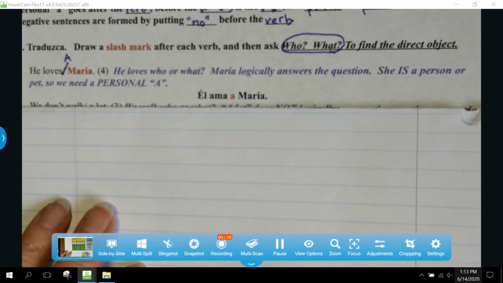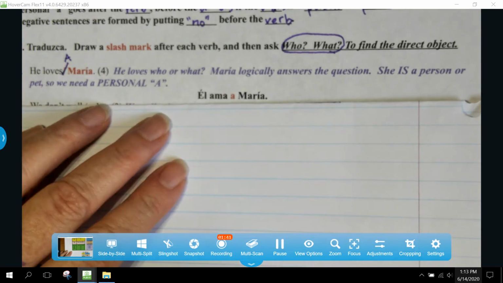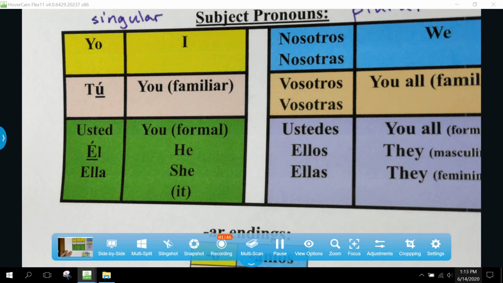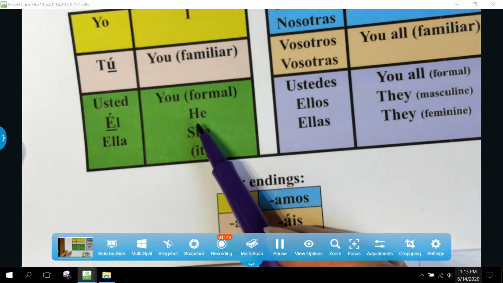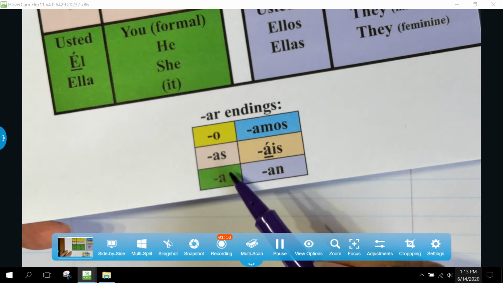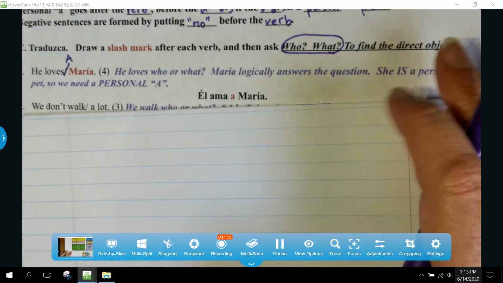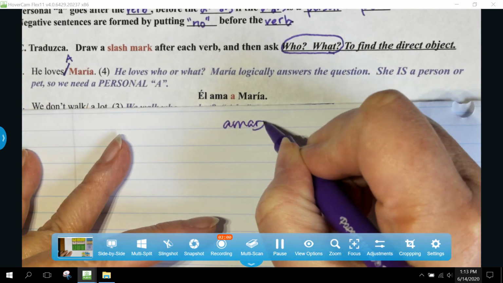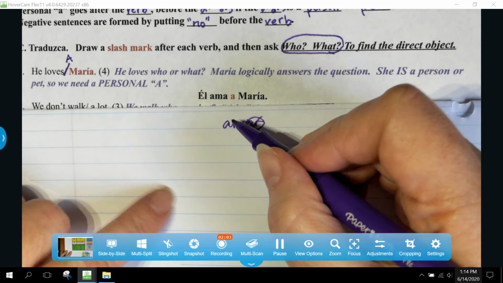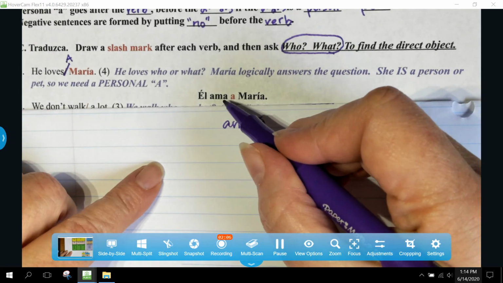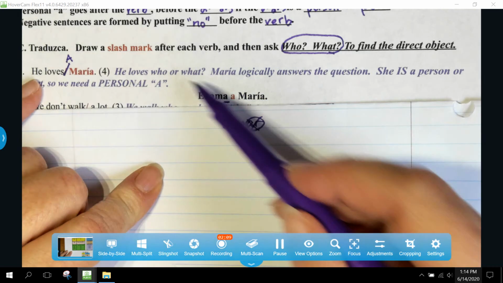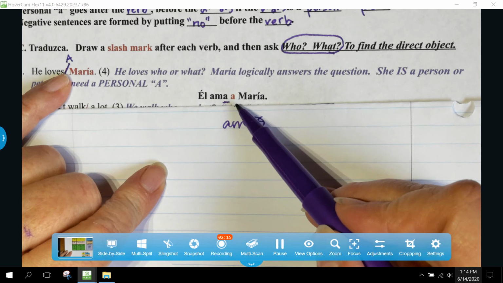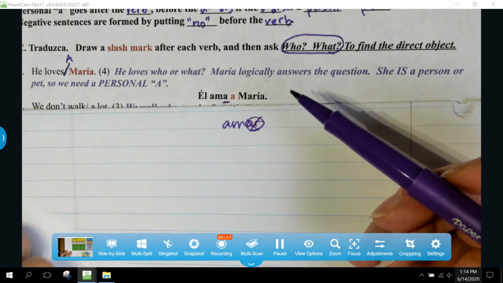So, if we're going to translate the sentence, we take él first, because él means he. If we look back at our sheet, hopefully you have these memorized. Él means he. You're in the green box. Here, the verb was amar, A-M-A-R. So we took off the A-R at the end, and we changed it to a to match ama. So he, él, loves, ama. Now we plop that A in there, that's your personal a, and we write down Maria's name. Él ama a Maria.